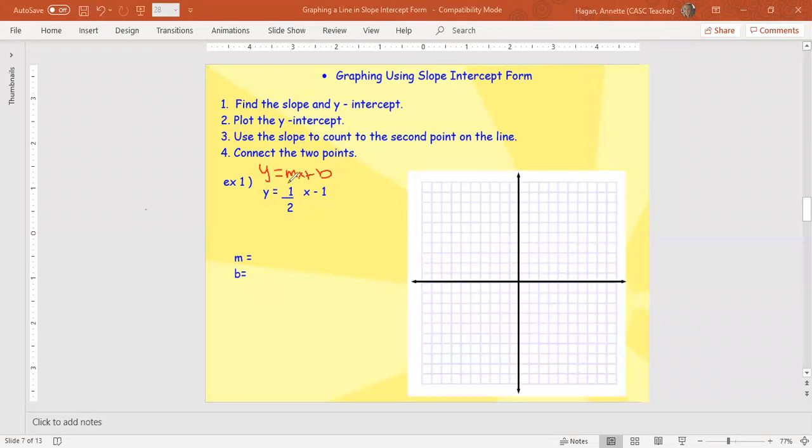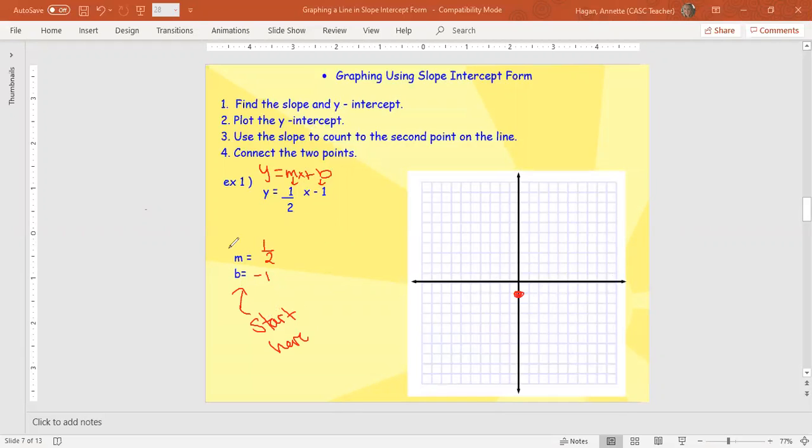And we're going to look at this equation. All right, so in the place of m is 1/2. So m is 1/2, or slope is 1/2, and in the place of b is -1. So my y-intercept is -1. So what we're going to do is we're going to start at the y-intercept. We always start here, okay? So I'm going to go to -1, and I'm going to put a point.